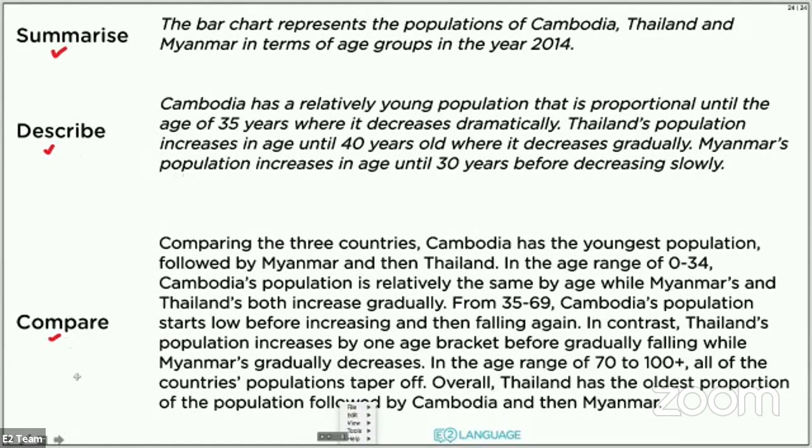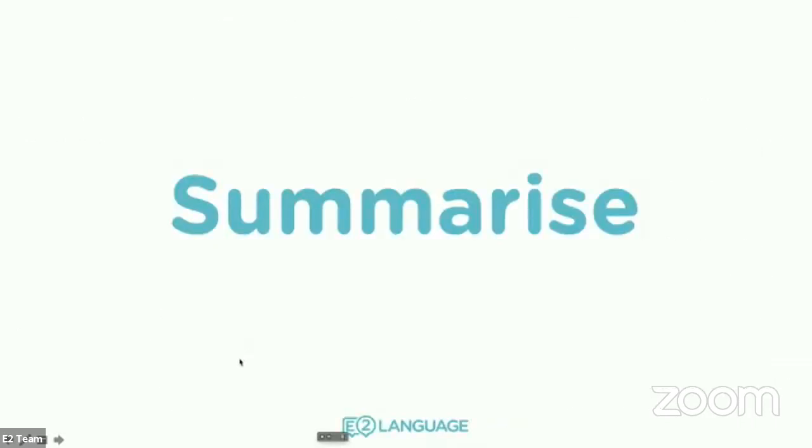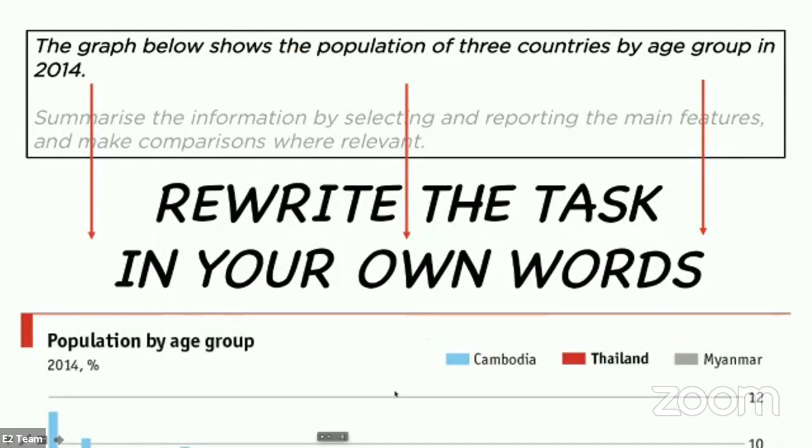We're going to compare the countries by age group, and I'll show you how to do that. I'm going to show you how to divide it up into sections so we can compare it logically. Let's start with the summary because that's dead easy. The bar chart represents the populations of Cambodia, Thailand, and Myanmar in terms of age groups in the year 2014. How did I write that? Well, what I did is I rewrote this in my own words. Please, into the chat, into the YouTube comments, rewrite that graph description in your own words, please.